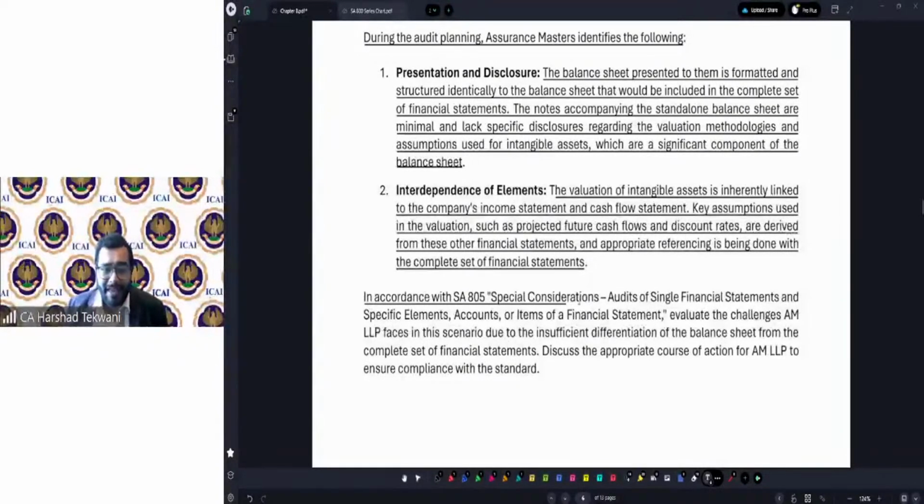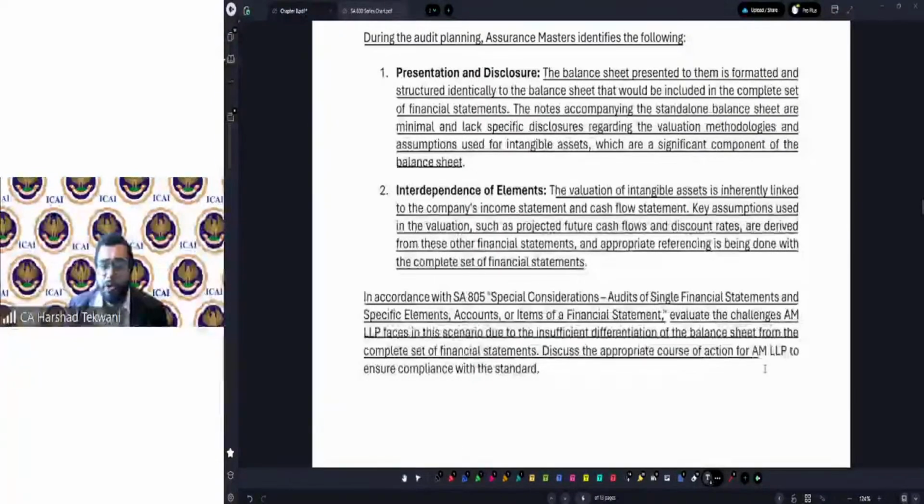In accordance with SA 805, audit of a single financial statement and specific elements, accounts, or items of a financial statement, evaluate whether the challenges AAM-LLP faces in this scenario due to insufficient differentiation of the balance sheet from the complete set of financial statements, and discuss the appropriate course of action for AAM-LLP to ensure compliance with the standard. Simple.